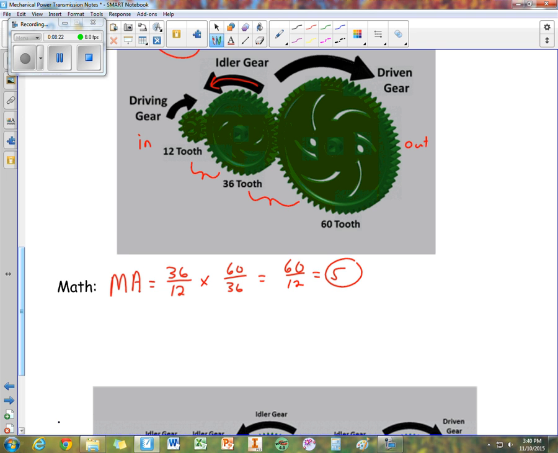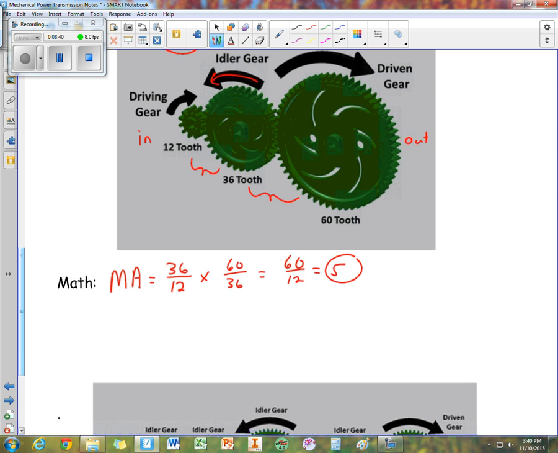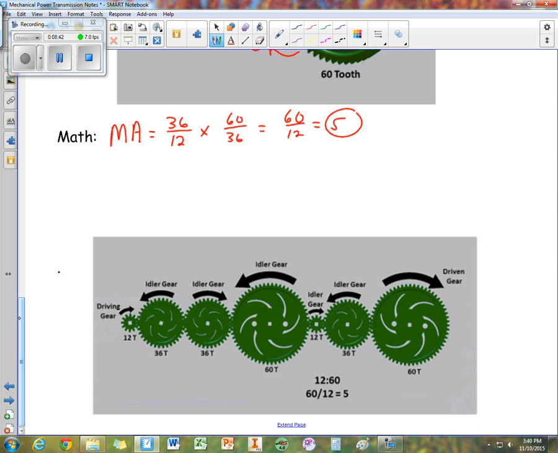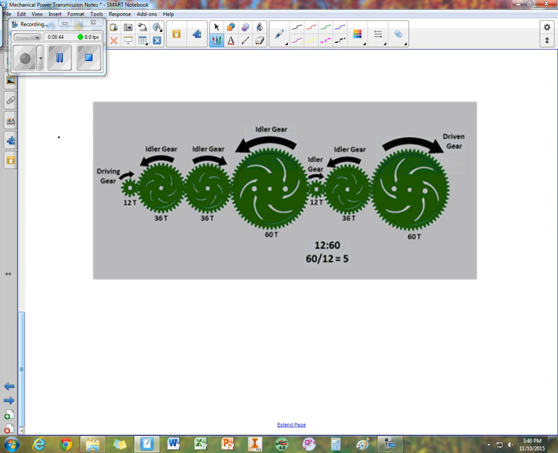So that is an unfortunate thing. Or maybe it's fortunate: the idler gear does not influence the mechanical advantage. It only adds length and changes the direction of the rotation. It does not affect the mechanical advantage between the input gear and the output gear. As a proof of that, let's take a look at this really ridiculously long gear train. Now let's figure out the mechanical advantage.